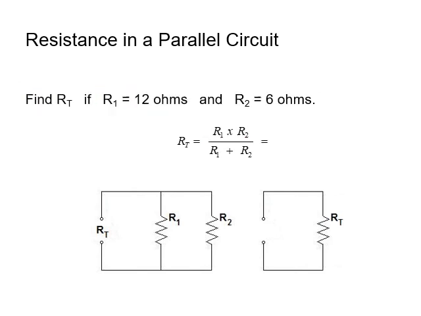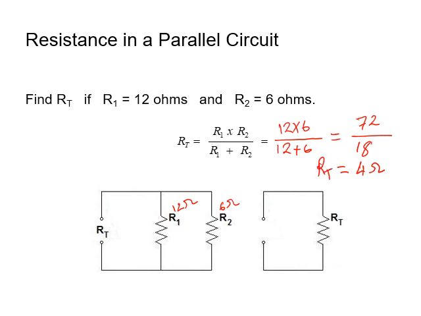If we have two resistors, R1 is 12 ohms and R2 is 6 ohms, what is the equivalent resistance? It's going to be 12 times 6 divided by 12 plus 6. We know that 12 plus 6 is 18, and 12 times 6 is 72. And then this will give me 4 ohms. As you see, the R total is 4 ohms, which is less than the smallest, 6 ohms.